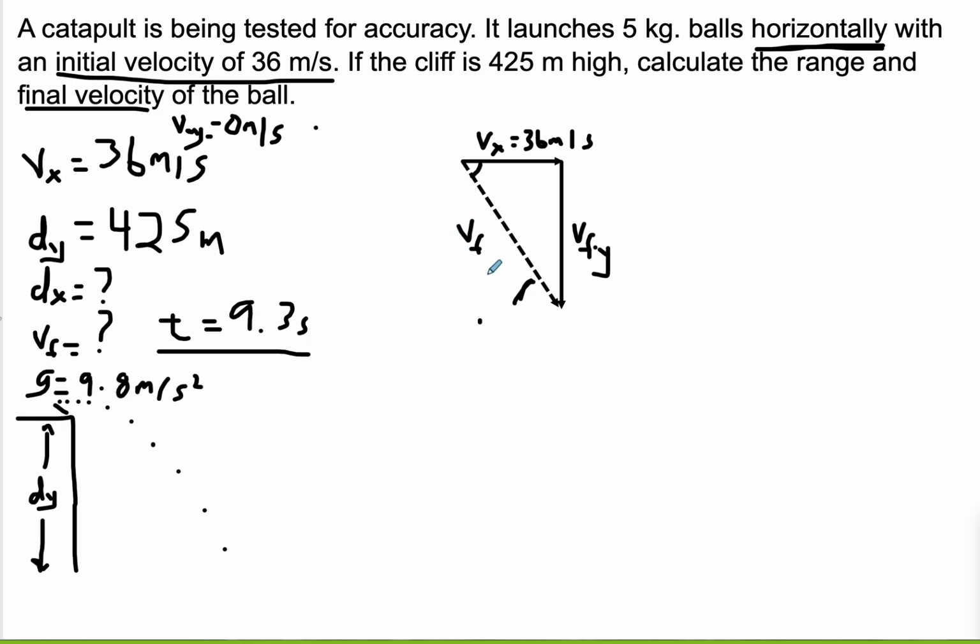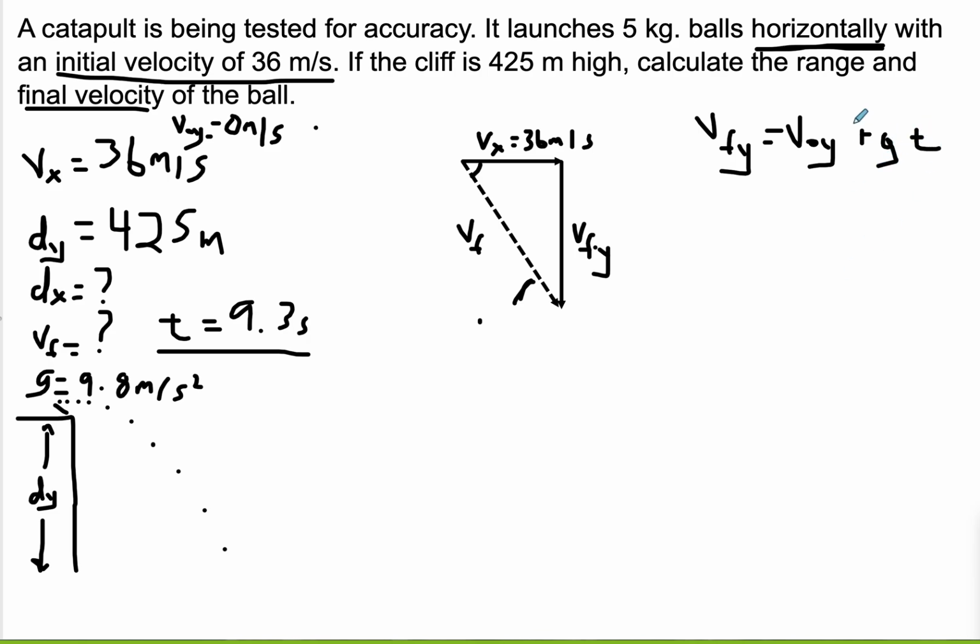So remember, Vf is the actual final velocity. If I had a radar gun, that's what it would give me. But there's no way I could directly calculate it, so I'm going to have to use vectors. I know Vx already. I've got to find Vfy. Luckily we have an equation for that. Final velocity in the y direction is equal to original velocity in the y direction plus gravity times time.